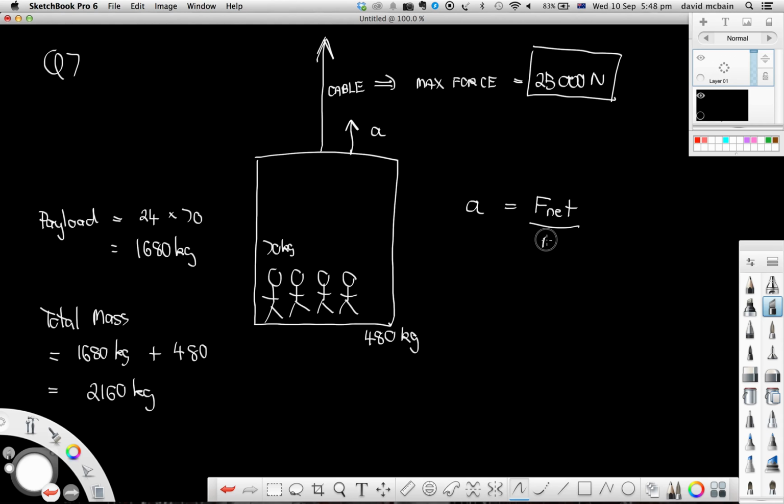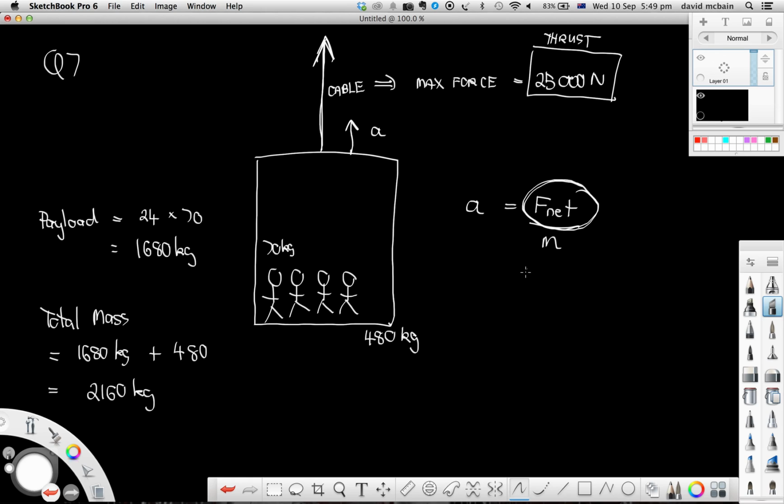Now, the question is, what's the net force? Is that the net force? No, it's not. That is the cable force. That's the force pulling it up. Okay? You might think of it as the thrust force. The thrust cable force. It's not the net force. So we need to identify what the net force is in this problem before we can solve it.